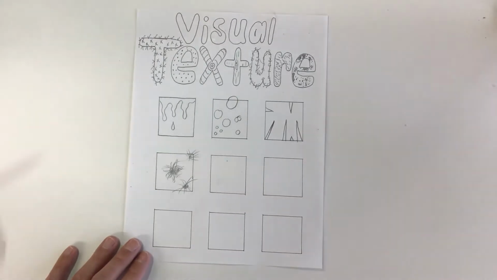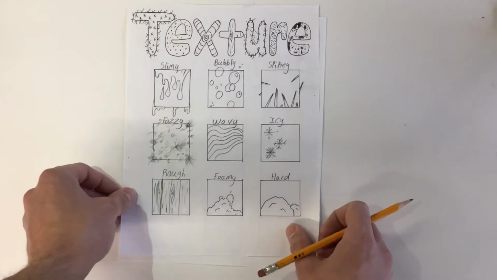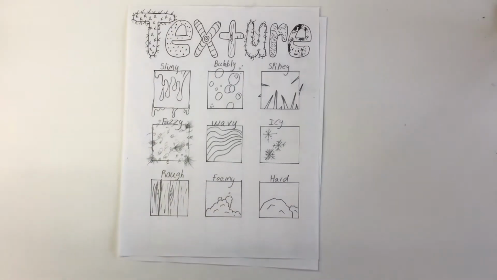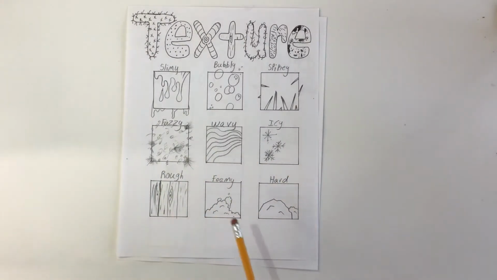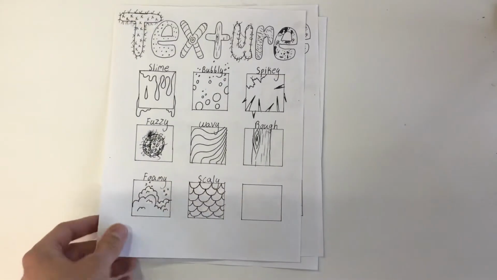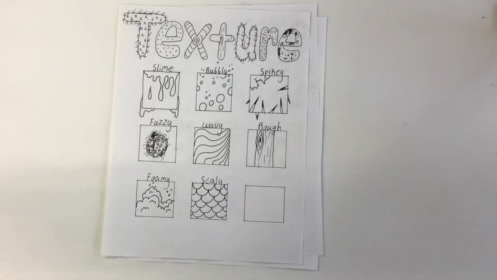Okay. Now for the last ones, for the other half, I want you to try to make up some of your own. You can copy some that are here, or you can make up one of your own. You can do wavy or icy or rough or foamy or hard. You can do a tree that is rough or even scaly. It's up to you. Now, I want you to try to think of something that's creative and make your very own. And after that, we will color them in. Take your time and make it look nice.